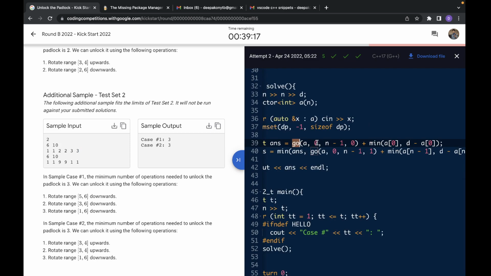I have a recursive function go, which I'm calling with 0 to n minus 1 with parameter 0. So I'm trying to make all of them equal to the first number. And since what you want to do is reach all these numbers to 0, I'll also have to do some extra steps to make that 0. That would be min of, either you go upward or you go downward. So you take min of those two.